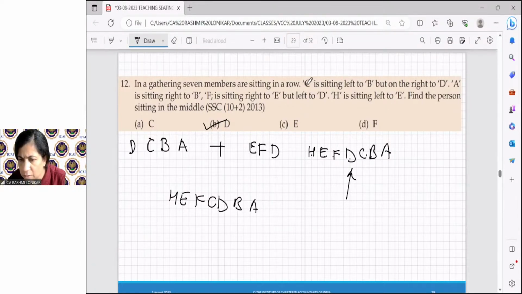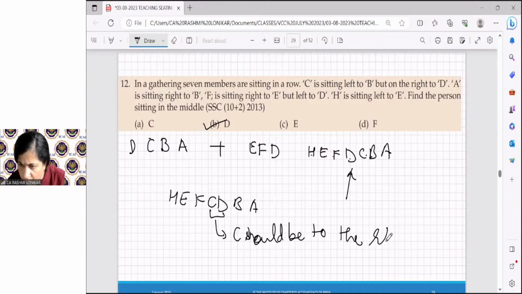C is sitting left of B, but to the right of D. Okay, so why is this not possible? Because C should be to the right of D. That is why this is not possible. Clear, Tanvi?